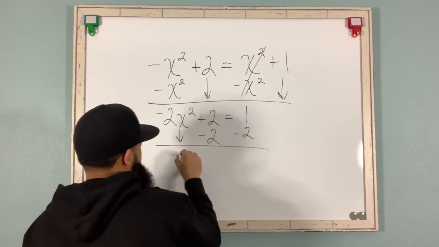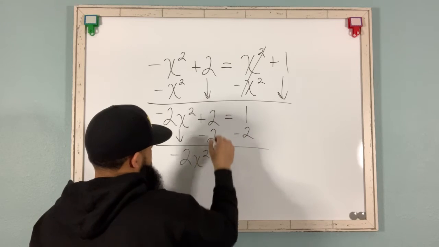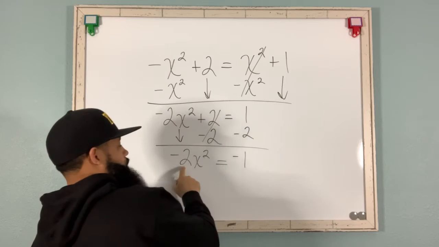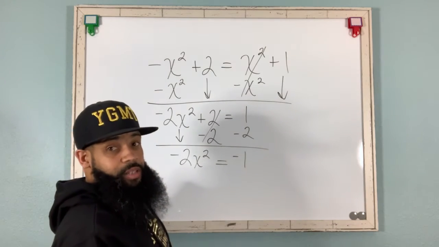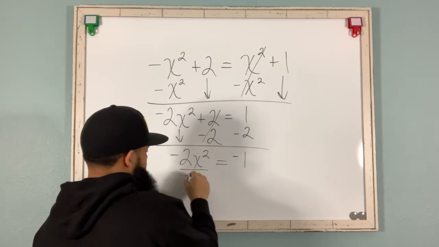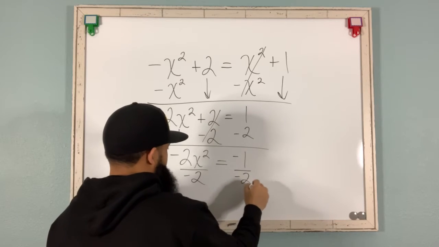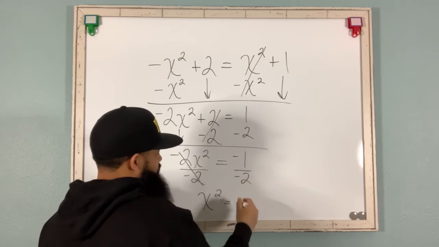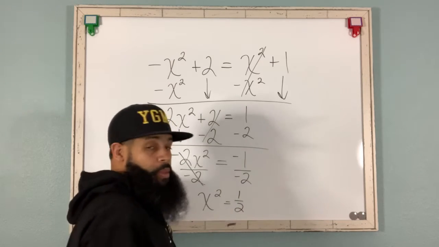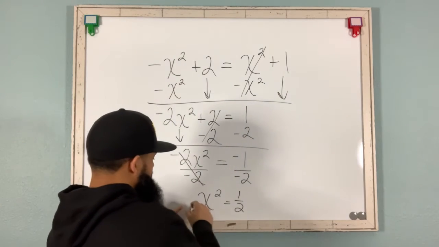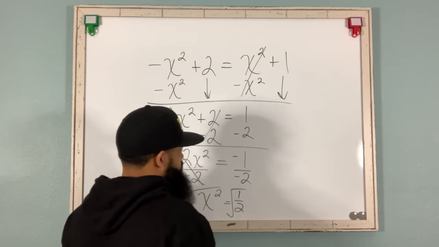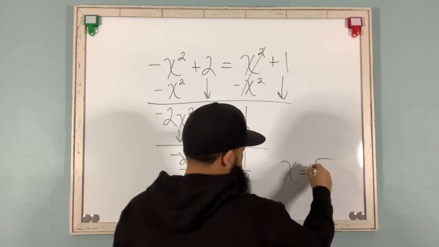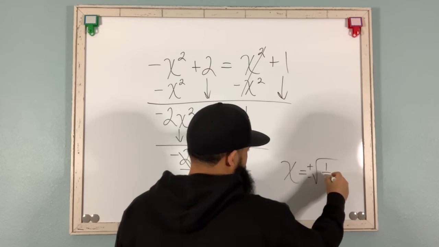We bring this down, negative 2x squared. That is 0, and that equals negative 1. Still need to divide by this coefficient of negative 2, right? So divide by negative 2, divide by negative 2, boom. I'm left with x squared equals a negative divided by a negative is a positive. All right, so then now I still need to take the square root. When I take the square root, that's going to give me x equals the square root, remember, plus or minus the square root of 1/2.